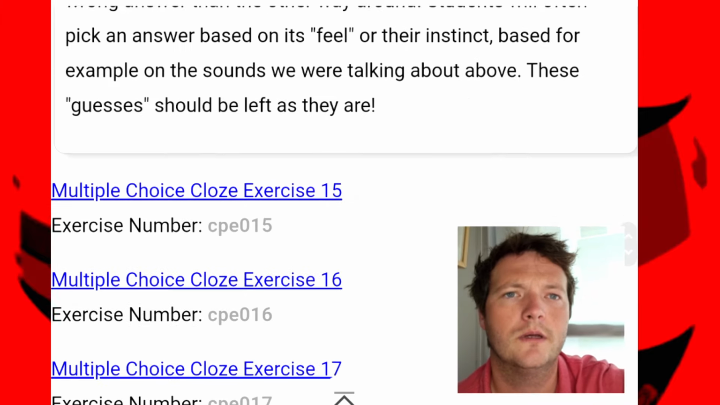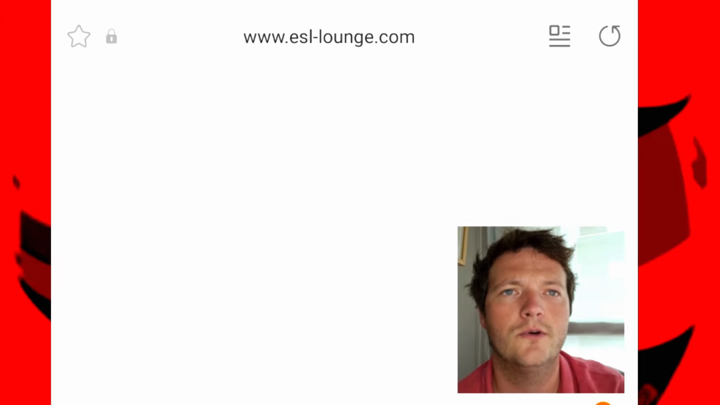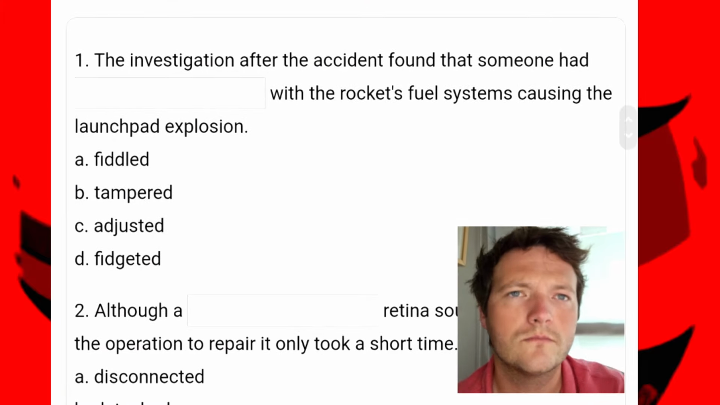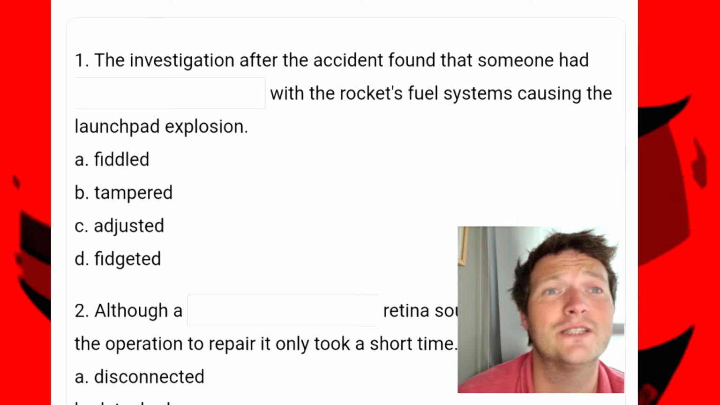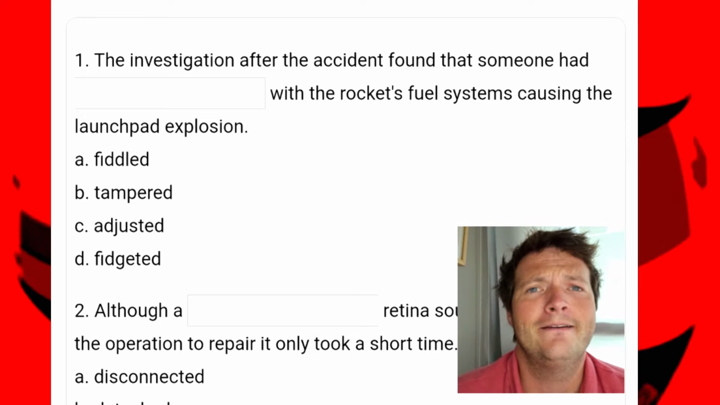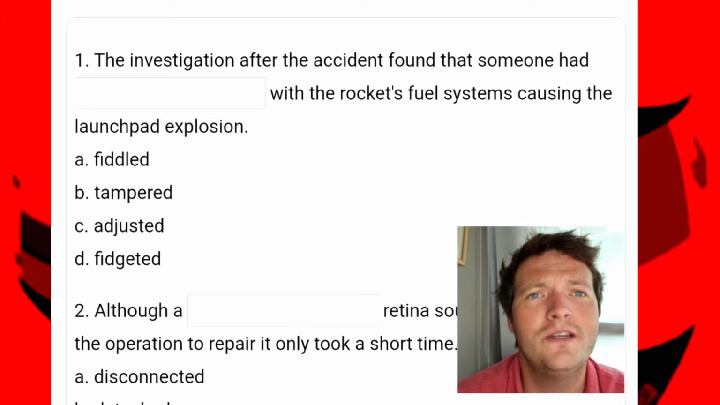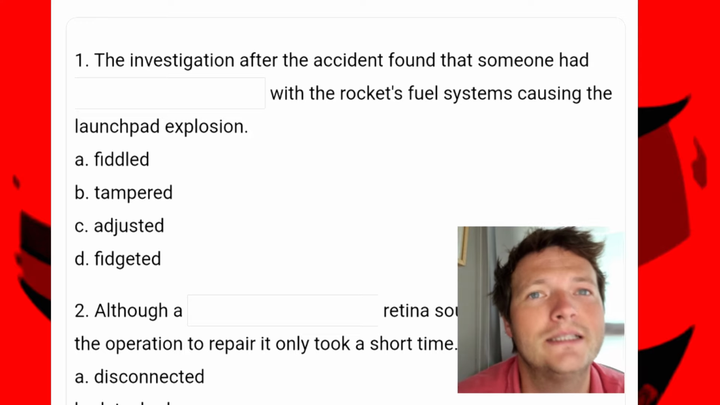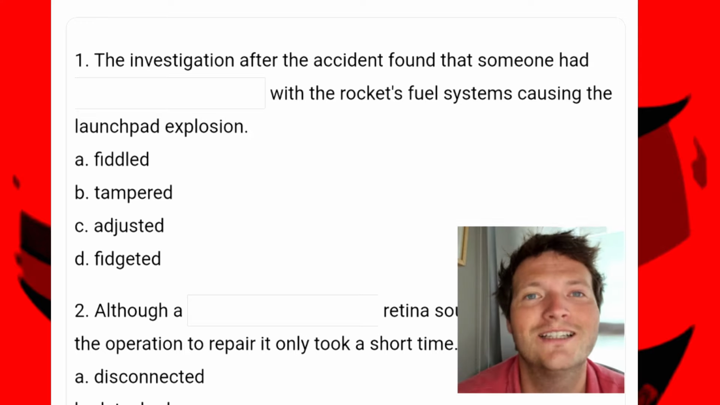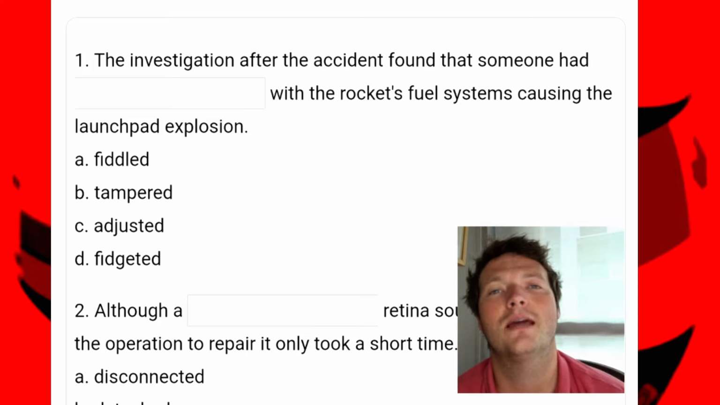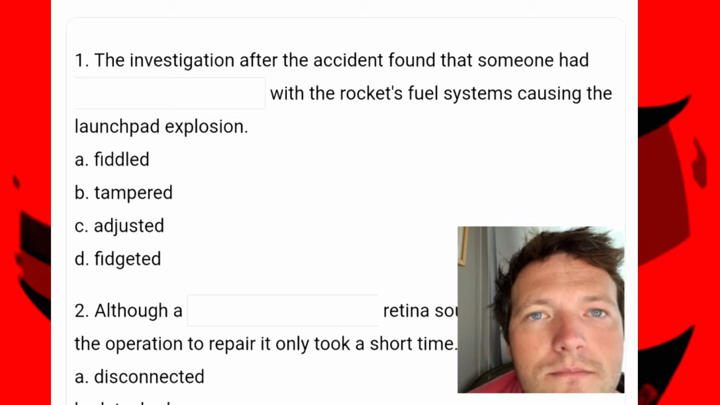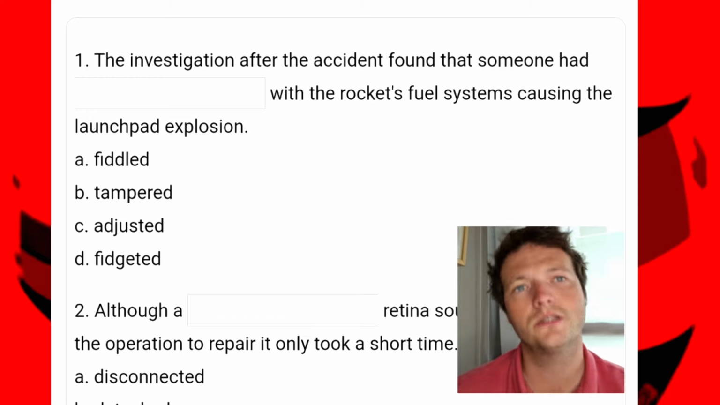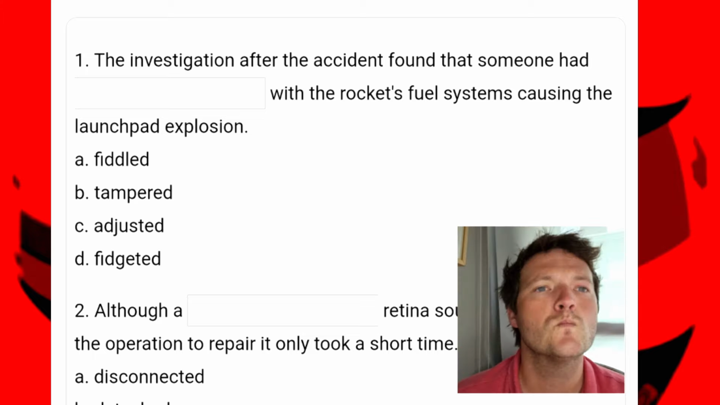Anyway, let's move on. And we're on to exercise 4 of 5 here. The investigation after the accident found that someone had fiddled, tampered, adjusted, fidgeted with the rocket's fuel system, causing the launchpad explosion. Someone had fiddled with, tampered with, fidgeted, adjusted. We could say adjusted the rocket's fuel system, yeah.